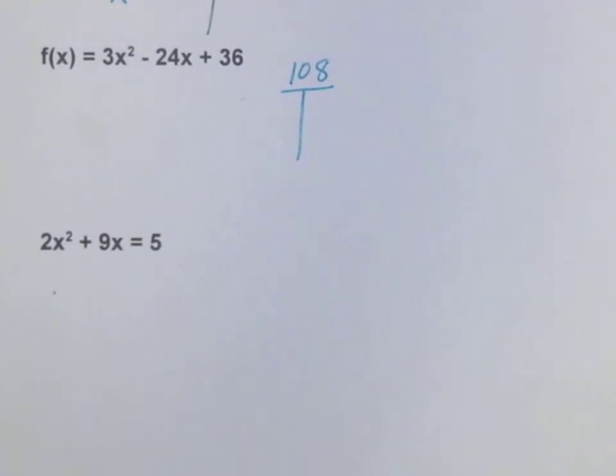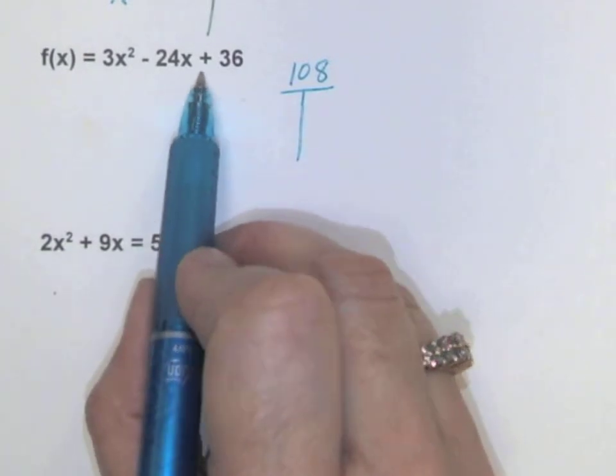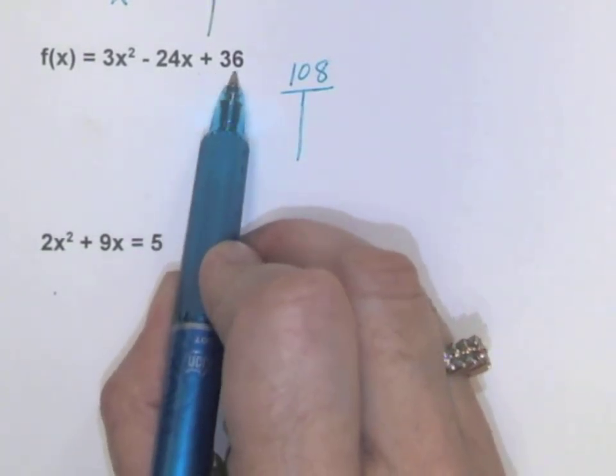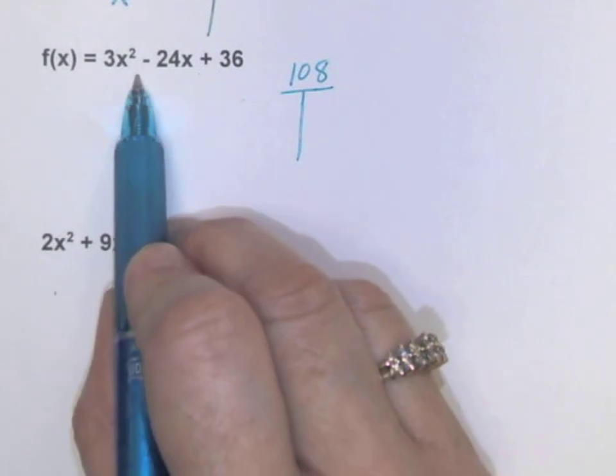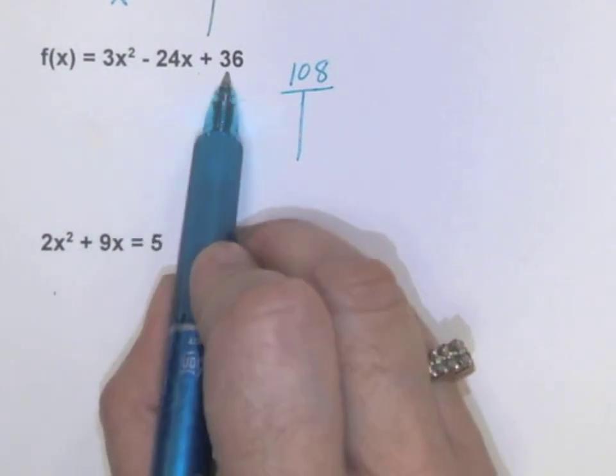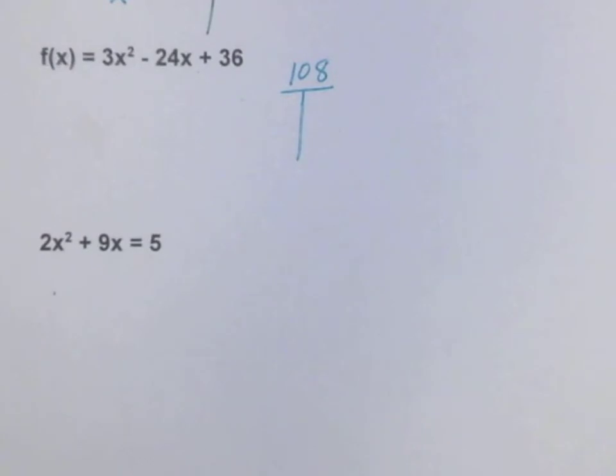Now this is the one that tricks a lot of you because you would think it'd be two positives. Positive times positive is positive. But I have to get a negative in the middle. So they're going to have to both be negative. Negative times negative is positive, but negative plus negative is, yes, still negative.